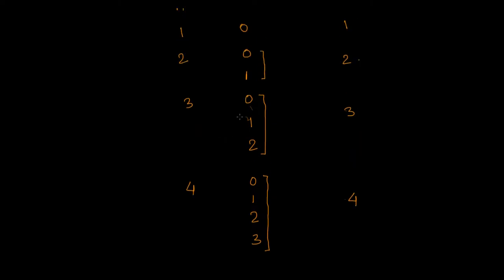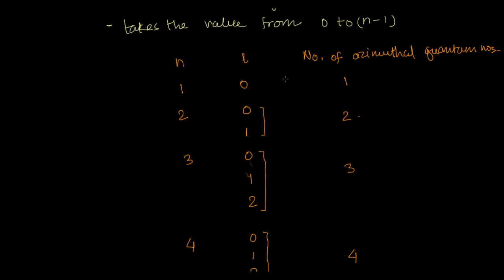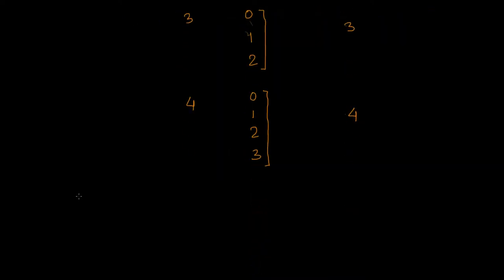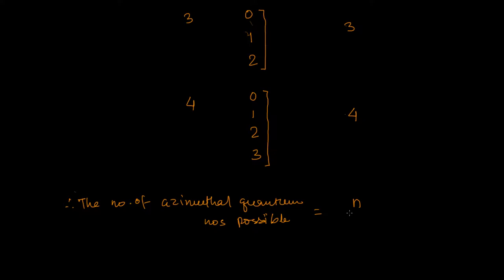So in a sense, if you see, there are as many azimuthal quantum numbers as n, right? It is equal to n in a sense. How many are possible? n of them. Okay? Therefore, the number of azimuthal quantum numbers possible is equal to n, whatever is the value of n. So if n is equal to 5, how many are possible? 5 of them: 0, 1, 2, 3, 4. Okay, n is equal to 7. How many are possible? 7: 0, 1, 2, 3, 4, 5, 6. Fine. So that's clear?